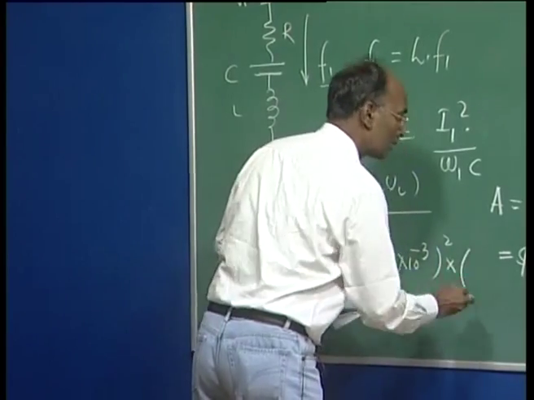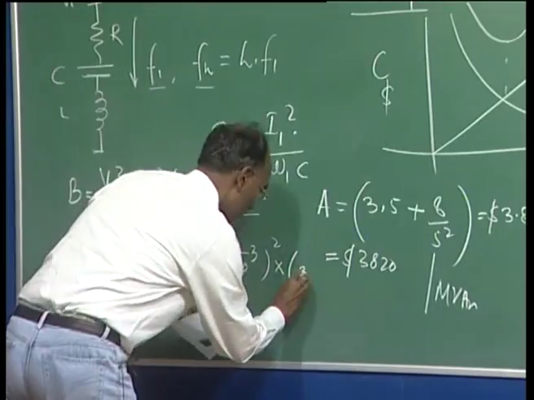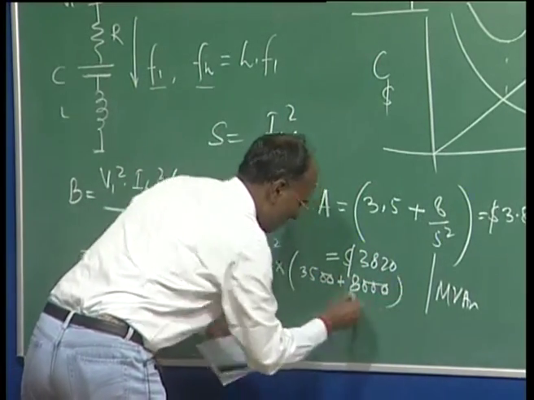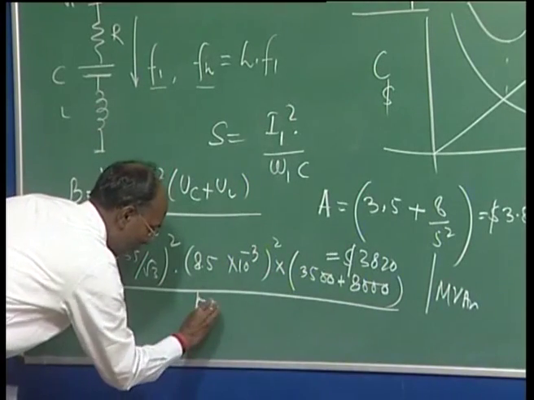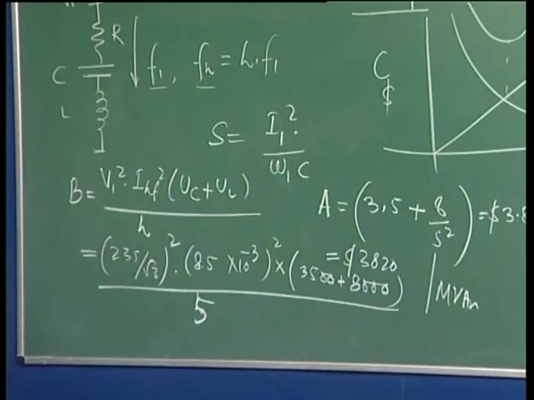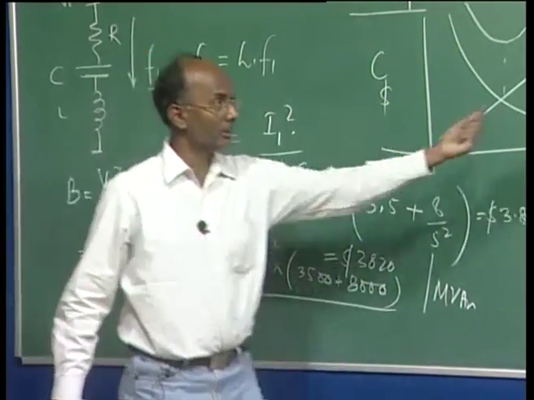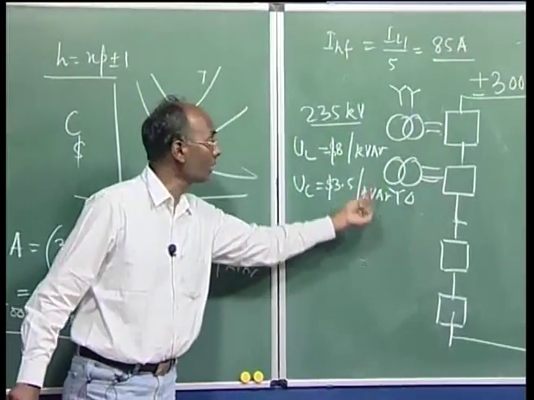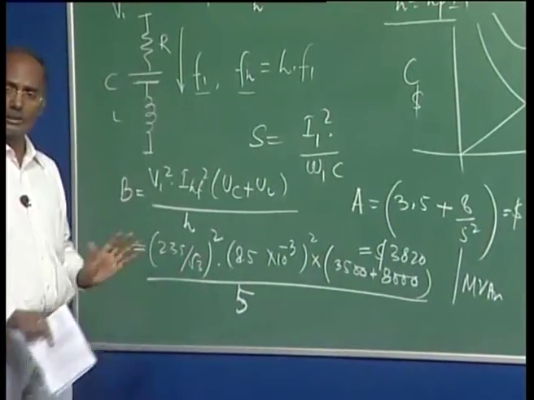Into this, it should be added together in the per MVAR. So, it is your 300 plus 800 divided by 5. What I did here, 3.5, this value means 3500 per MVAR, this is 8000 per MVAR. We put it here because everything now is in MVAR.